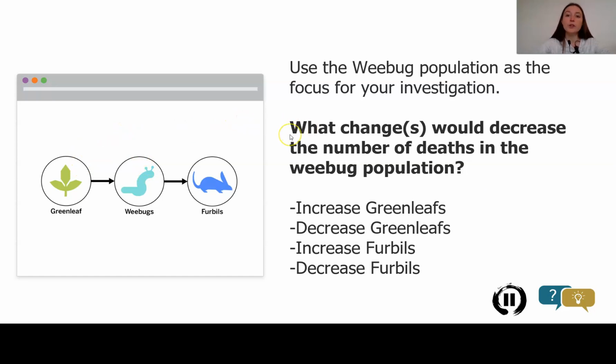So, you today are going to have to think about what changes are going to decrease the number of deaths in the wee bug population. We know that in the moon jellies, for the balance of births and deaths to become unbalanced, either the births had to increase or the deaths had to decrease, or maybe both. So we really want to understand what could cause deaths to decrease.